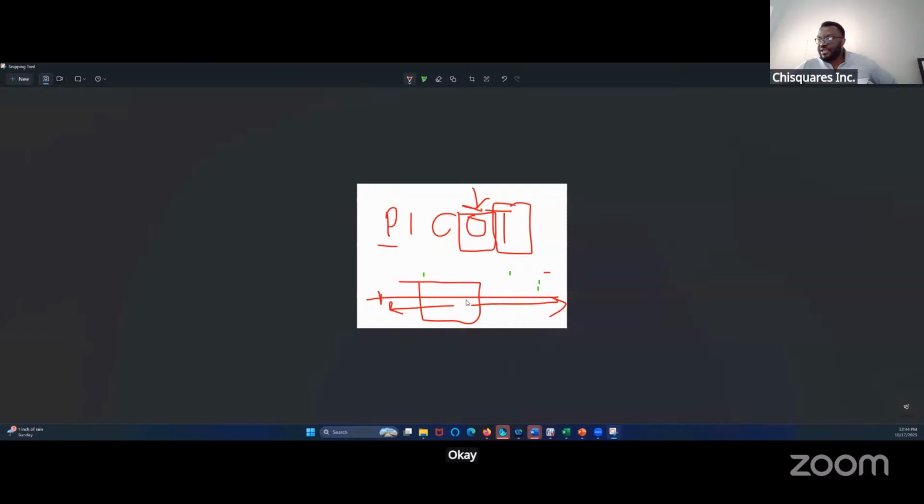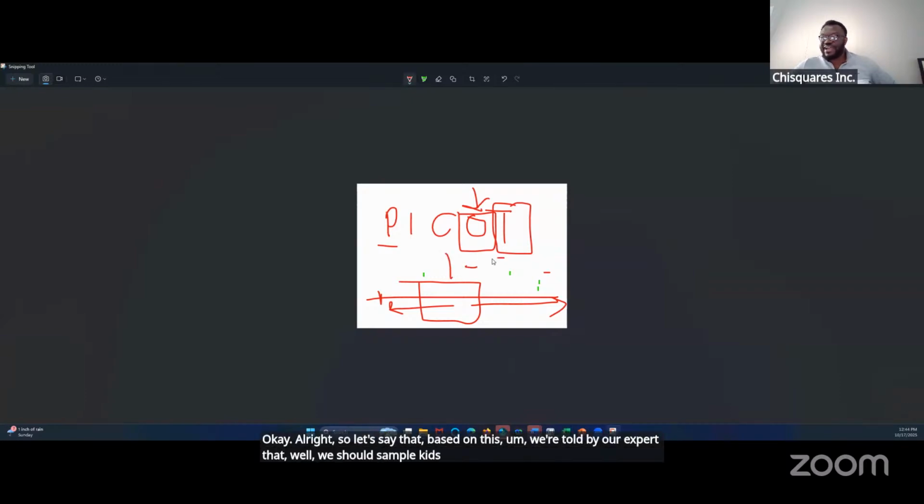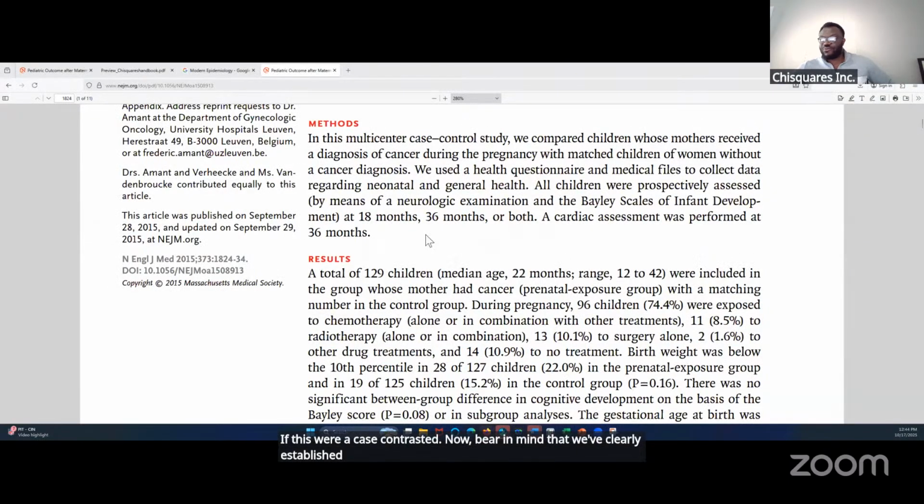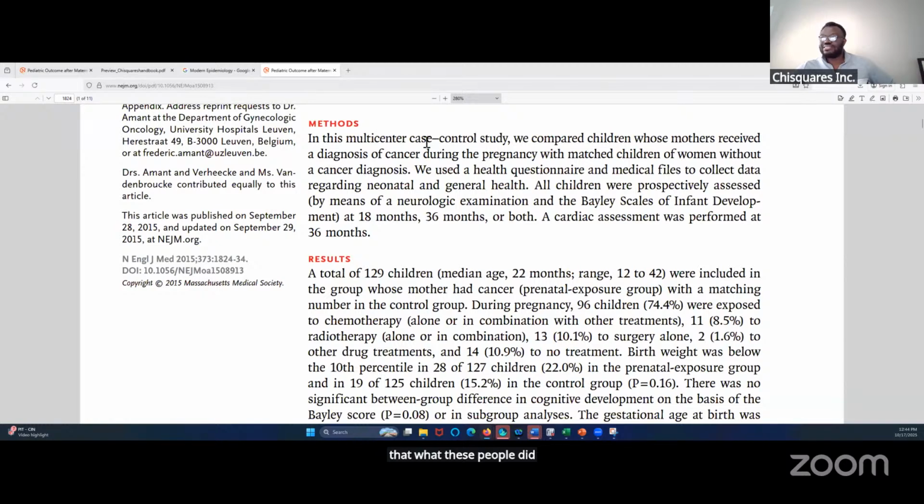Okay. All right, so let's say that based on this, we're told by our expert that we should sample kids between 1 to 5 years old, just making up the numbers. So now we have finished everything about our cases, right? Now we have to figure out our controls. So who would our controls be if this were a case control study? Now, bear in mind that we've clearly established that what these people did here is not a case control study, never mind what they called it. This is wrong.